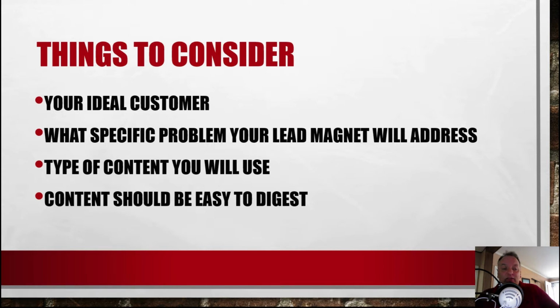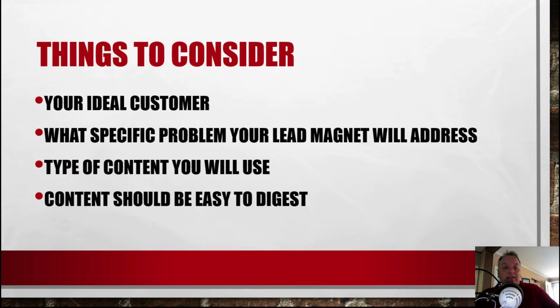Next, the type of content that you're going to use. Are you going to use a blog post? Are you going to use an ebook? Are you going to use a case study? Are you going to use some sort of a checklist? Or are you going to use some sort of a software application that's going to speed up a process for them? You have to think about what type of content you're going to use.